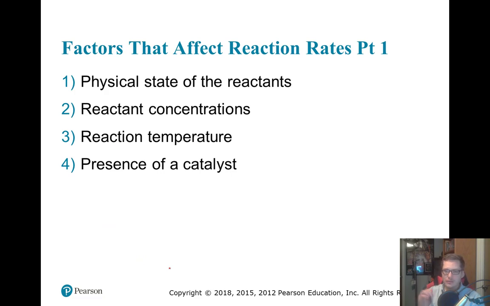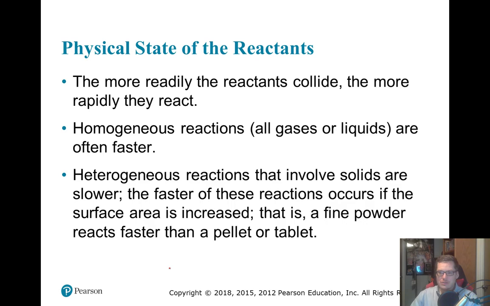All right, so factors that affect reaction rate. Part 1, okay, we'll be talking about these different things for a while, but these are the first 4 that we're going to focus on. Physical state of the reactants, reactant concentration, temperature, and presence of a catalyst. All right, physical states of the reactants. So essentially, if we can change the physical state of them, either what state of matter they are in or their surface area, if we can cause more collisions, then their reactions will happen faster. Okay, and this is because we're increasing the number of collisions.